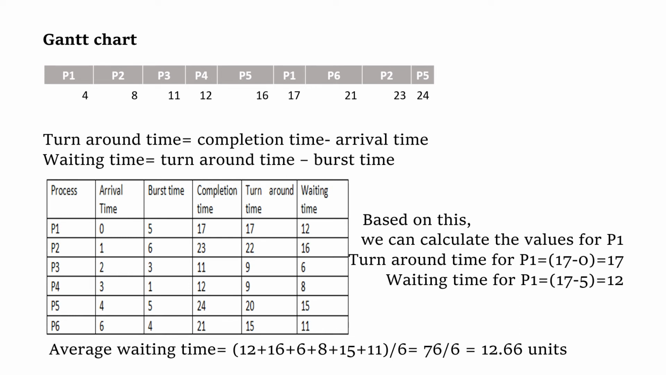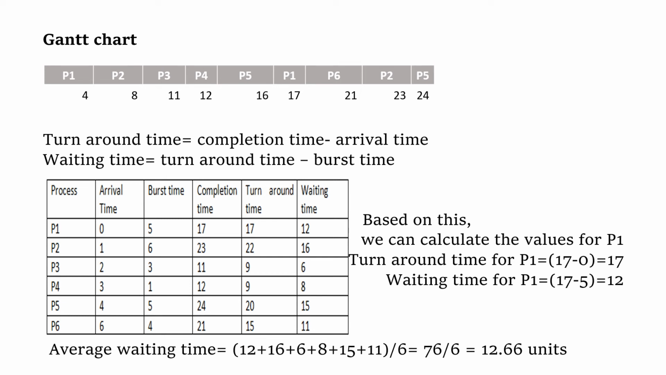That is given in the tabular column. That is, completion time can be attained from the Gantt chart. Then turnaround time, for P1 alone we are calculating. Turnaround time for P1 is equal to 17 minus 0, that is 17, as 17 is the completion time for P1. And then waiting time for P1 is equal to 17 minus 5, as the burst time of P1 is 5, so we get the value as 12.